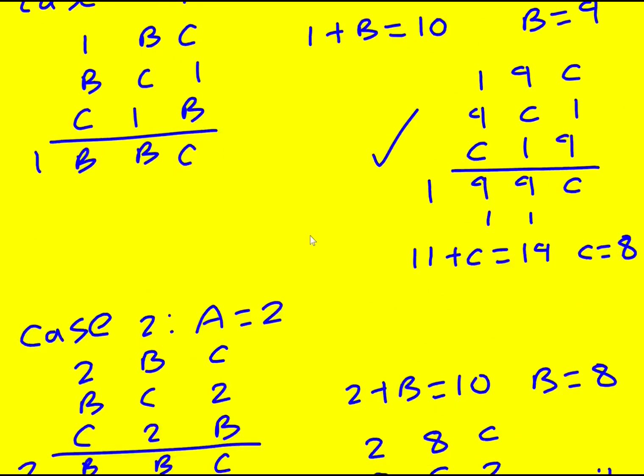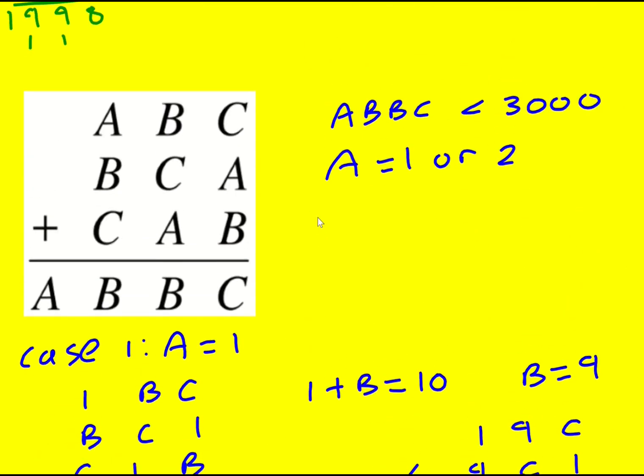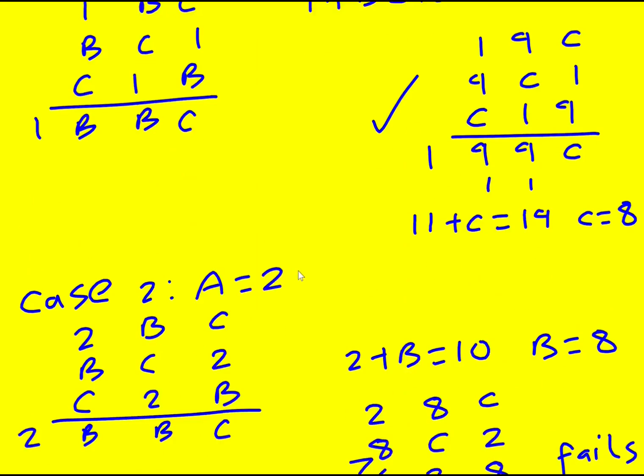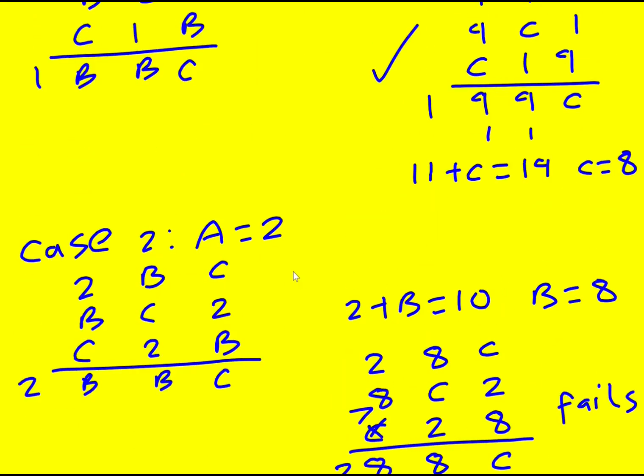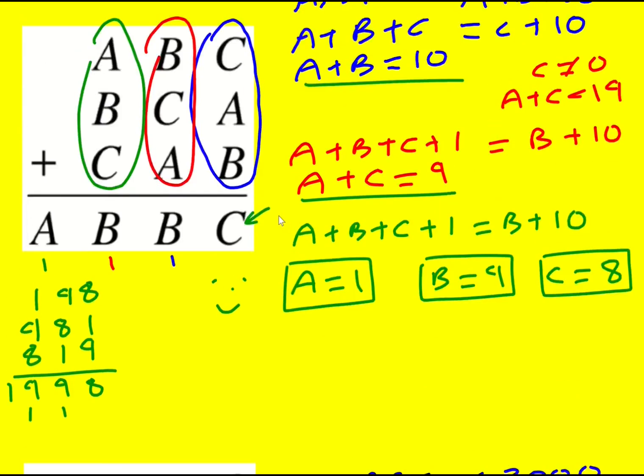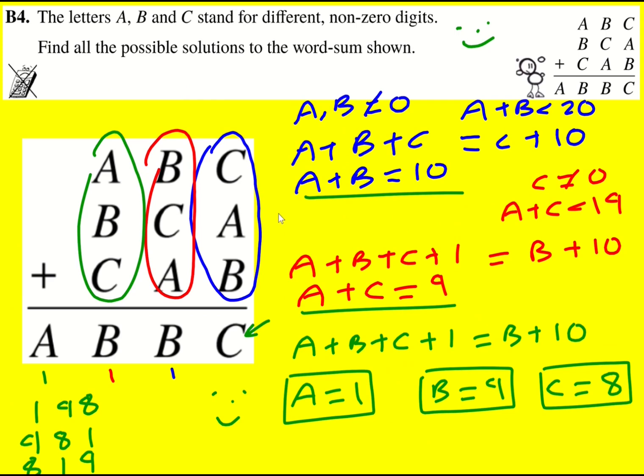And that's it. I've said that A has to equal 1 or 2. I've looked at the two cases separately. I've managed to get a solution for A equals 1, and I've managed to show it doesn't work for A equals 2. Two methods, both give us the same answer. Nice one.